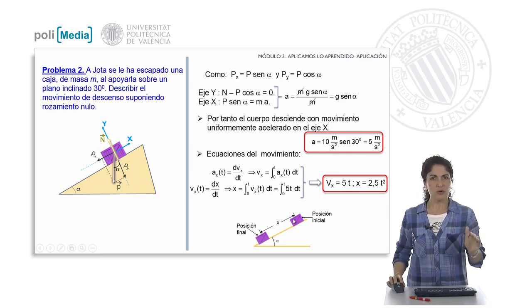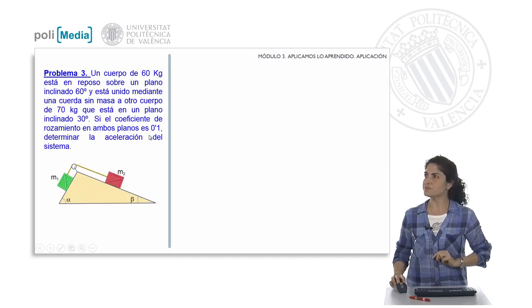We are going to complicate a little bit more, starting from the base of this exercise, and we are going to include now two bodies. Let's read the statement of our new problem. A body of 60 kilograms is at rest on an inclined plane of 60 degrees and is attached by a massless rope to another body of 70 kilograms, which is on an inclined plane, this time of 30 degrees. If the coefficient of friction in both planes is 0.1, determine the acceleration of the system.